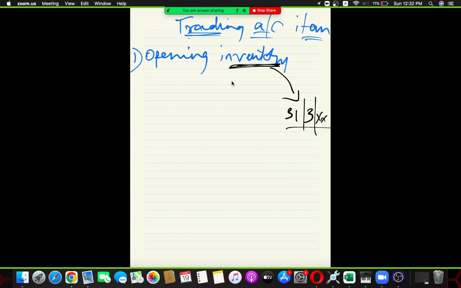See, in this opening inventory, can I say, to opening stock account? To opening stock account. What is this opening stock, people? Opening stock in the previous year was closing stock. If it is closing stock, it will have a debit balance.